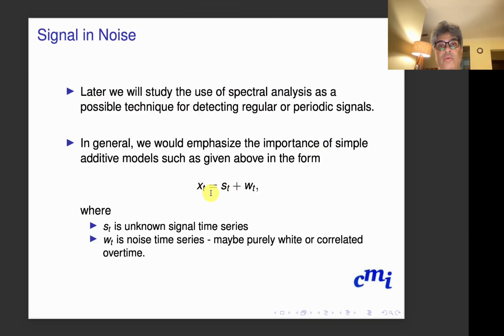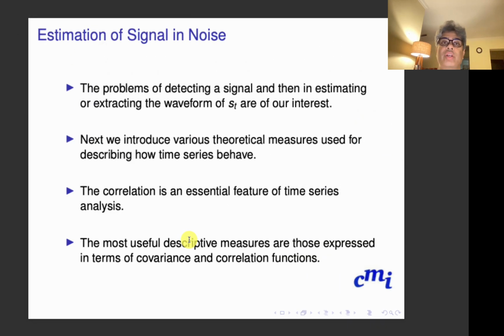In this model, this is how you can think of the typical generic abstract form. So s_t is the unknown signal time series, which we typically try to model using mathematical models with a trend and periodic Fourier terms, and w_t is a noise time series, maybe purely white or sometimes correlated over time. The problems of detecting the signal and of estimating or extracting the waveform of s_t are of our interest.